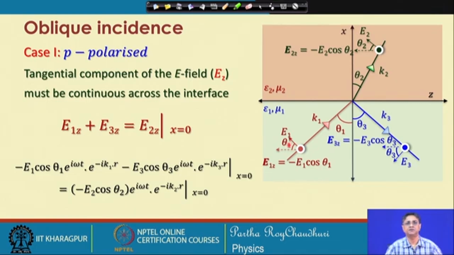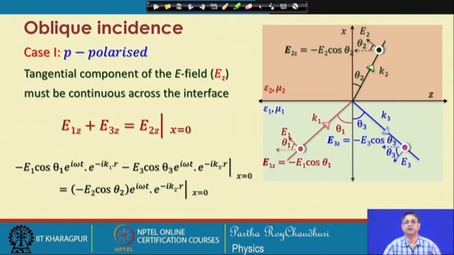So, we resolve this electric field into two parts, one is the longitudinal component, the other one is the transverse component. So, for the incident wave we write E 1 z, which is, because this vector is directed in the negative direction of z, this is your z axis, this is your x axis, and perpendicular to this plane is the y axis. Therefore, E 1 z equals minus E 1 cosine theta 1, it is very clear.